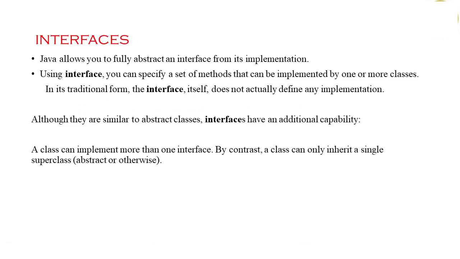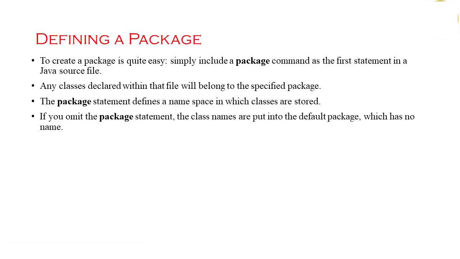Interfaces. Java allows you to fully abstract an interface from its implementation. Using interface, you can specify a set of methods that can be implemented by one or more classes. In its traditional form, the interface itself does not actually define any implementation. Although they are similar to abstract classes, interfaces have an additional capability. A class can implement more than one interface. By contrast, a class can only inherit a single superclass.